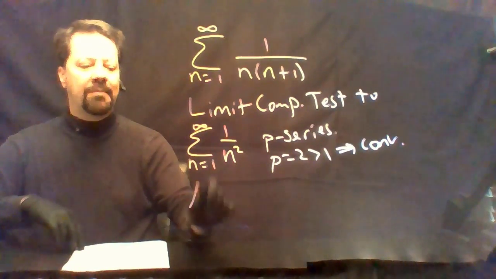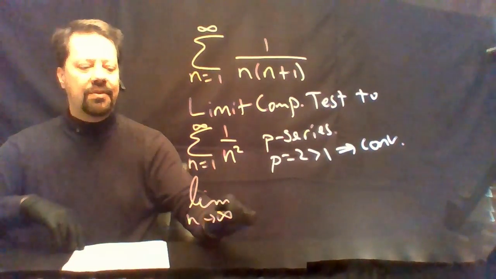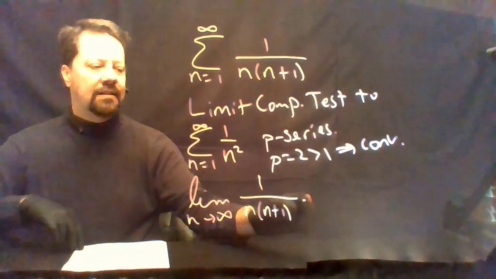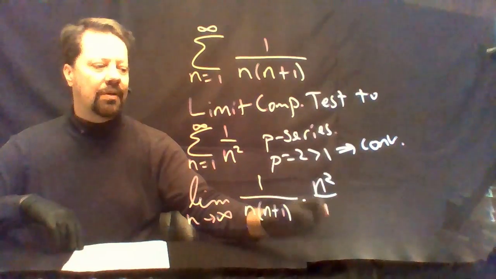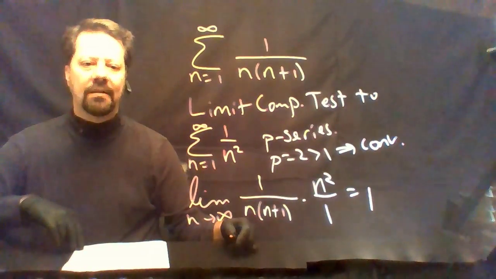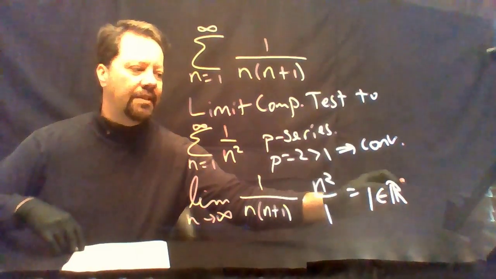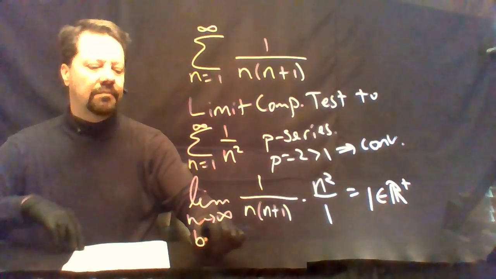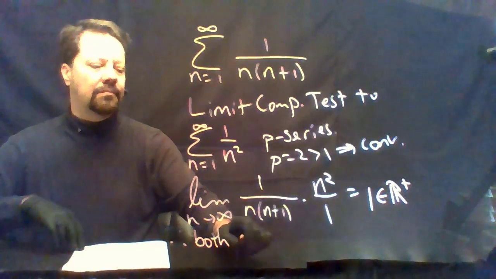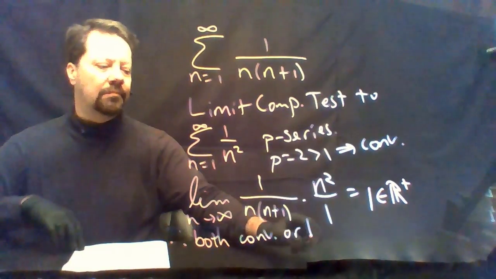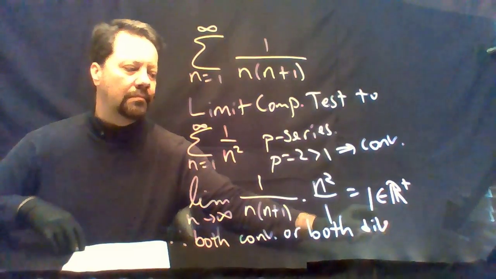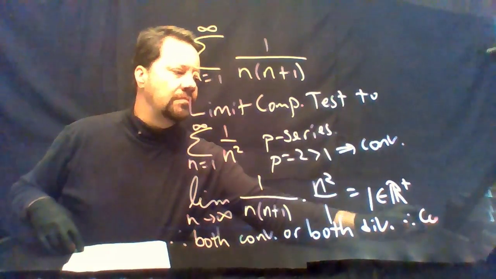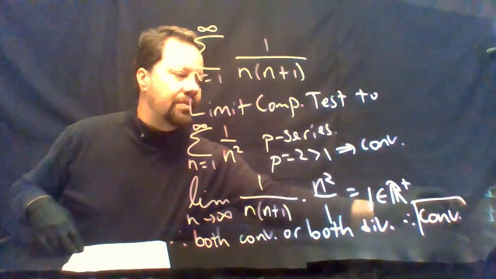Now to apply the limit comparison test, we'll take the limit as n goes to infinity of 1 over n times n plus 1, times the reciprocal of this, n squared over 1. The limit is 1, and since this is a positive real number, we conclude that both converge or both diverge. Since we had convergence of the p-series, we conclude that this series converges.